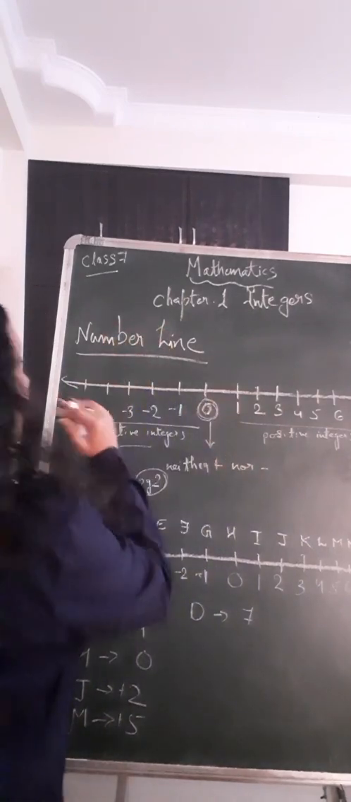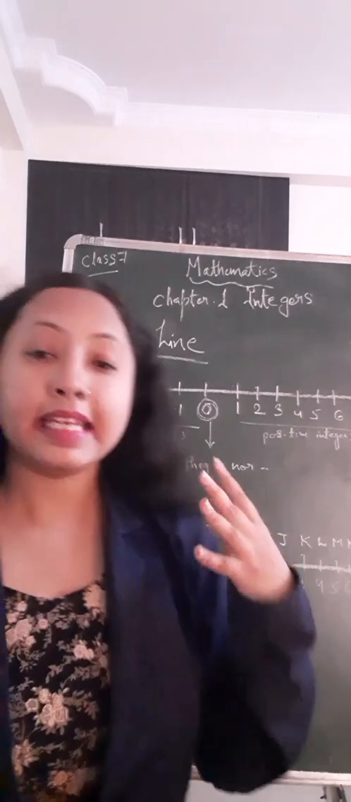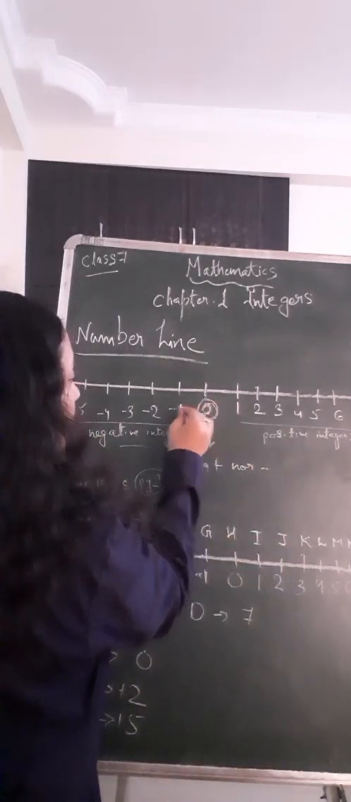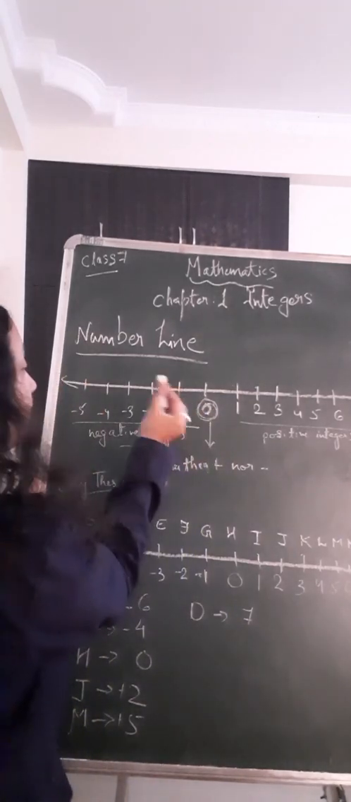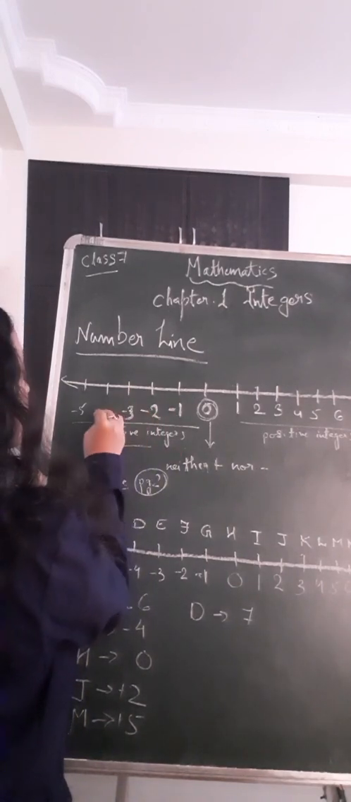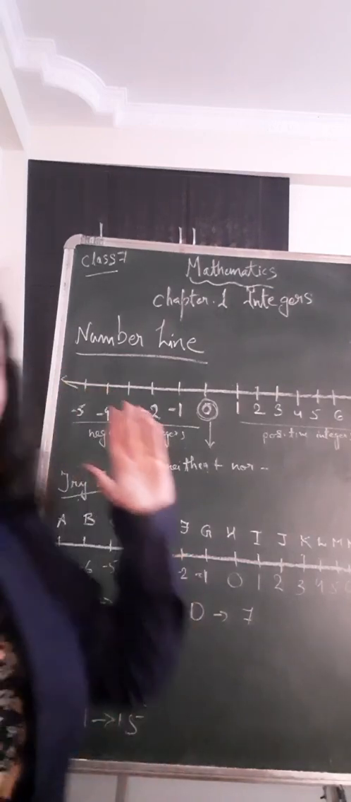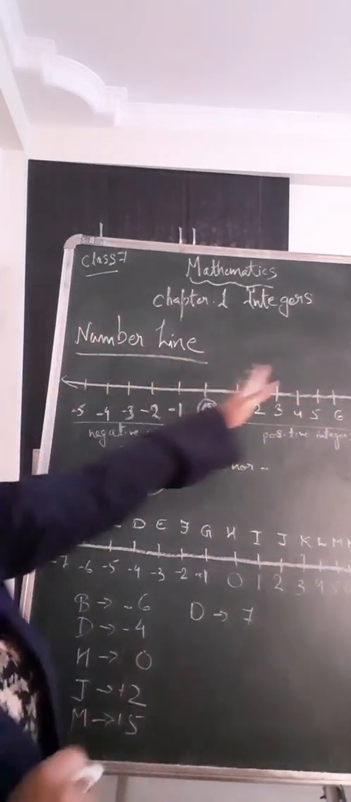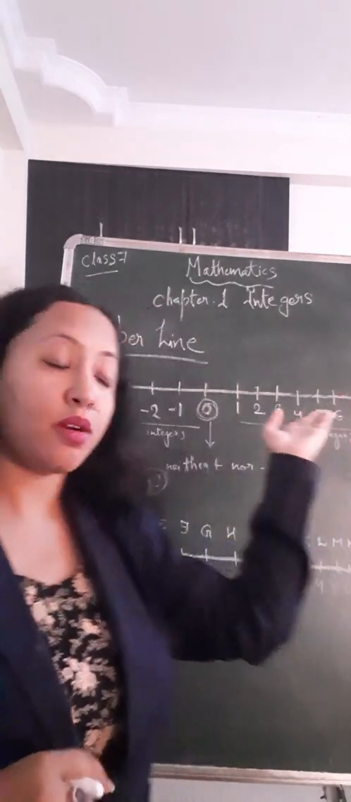And on the left side, children, we have the negative integers, or the negative numbers on the number line. So children, just before 0 we have -1. Then before -1 we have -2, then -3, then -4, then -5, and it would go on like -6, -7, -8. So this number line extends to that side as well, the positive side, and also to the negative side.